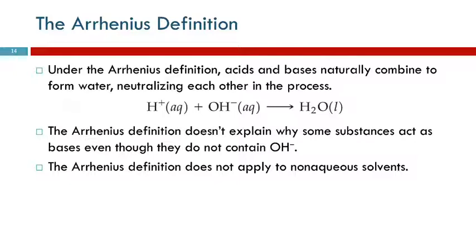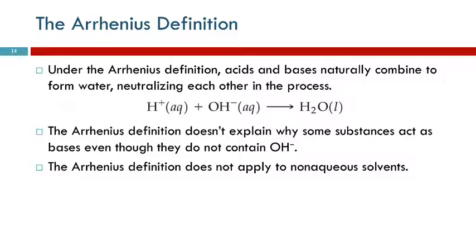If we have hydrogen ions and hydroxide ions present in the same aqueous solution, they can react with each other and form water molecules. This is the net ionic equation for many acid-base reactions. So that's all really nice, but there are some substances that act like bases. They'll neutralize acids even though they don't have hydroxide ions in their formula at all. They have no oxygen in them. An example of that is ammonia.